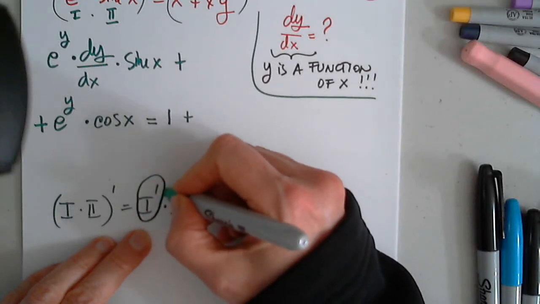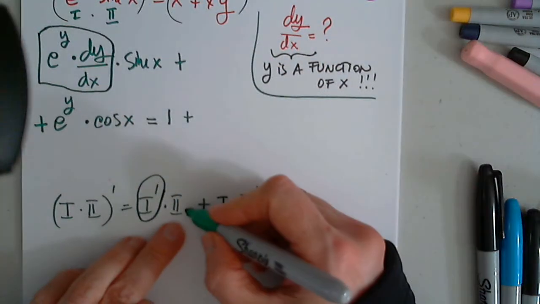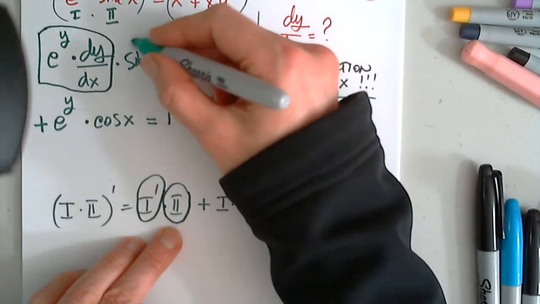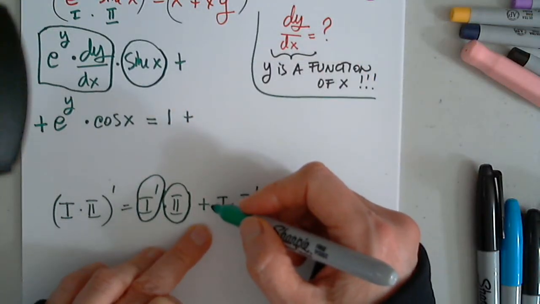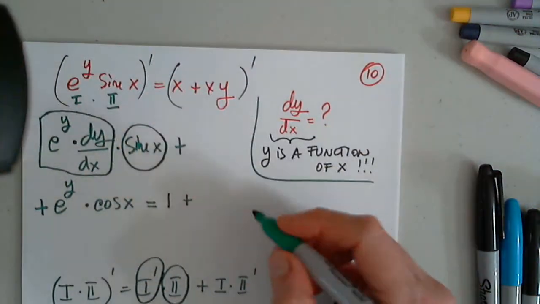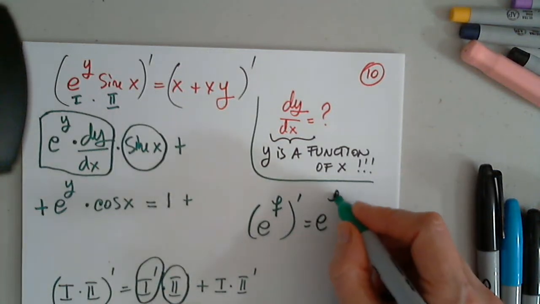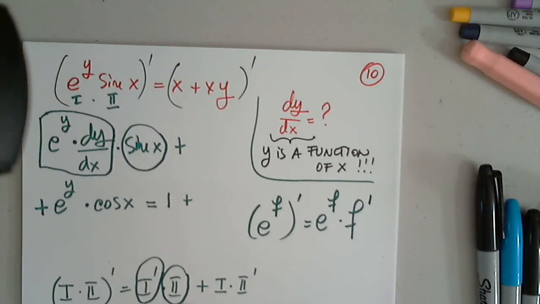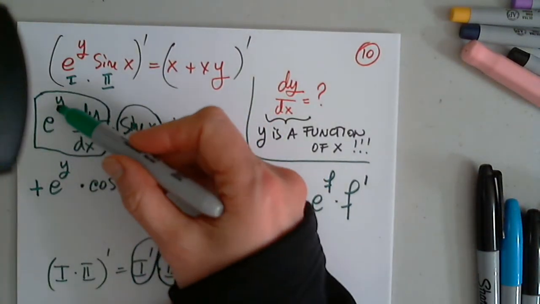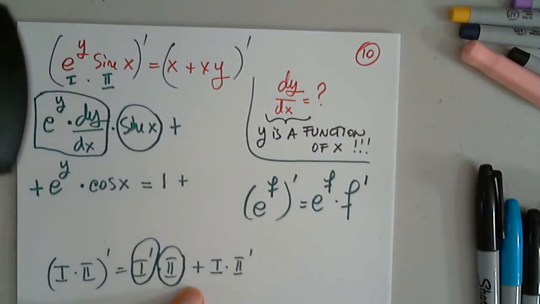So now this is this. This is this. So what's the purpose of writing dy dx? Because it's e to a function. E to a function prime is e to the function times the function prime. E to the function times the function prime. Oh, so we don't have to do dy dx with cosine because it doesn't have y in it. Exactly. Okay, I get it.